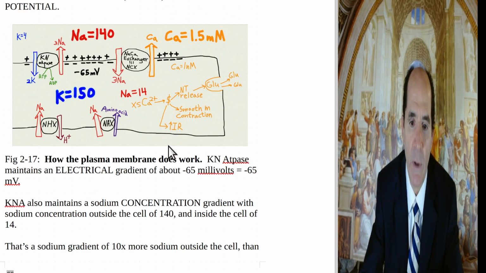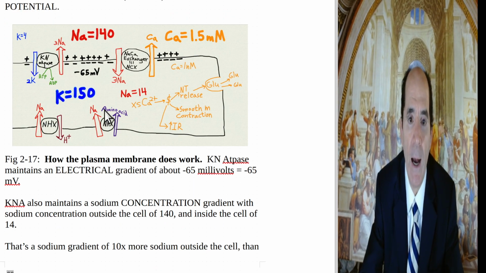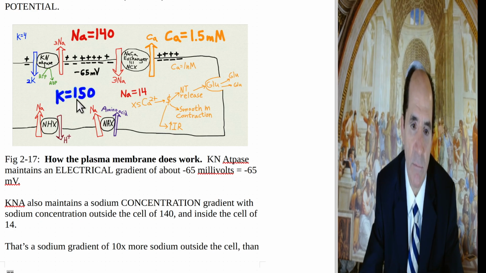This is just, again, showing you how a cell works. It has this gradient of 10 to 1, higher sodium outside the cell than inside the cell. It has a gradient of a little more than that, similar to 10 to 1, of potassium being higher inside the cell. So I drew it in bigger letters compared to the outside of the cell.